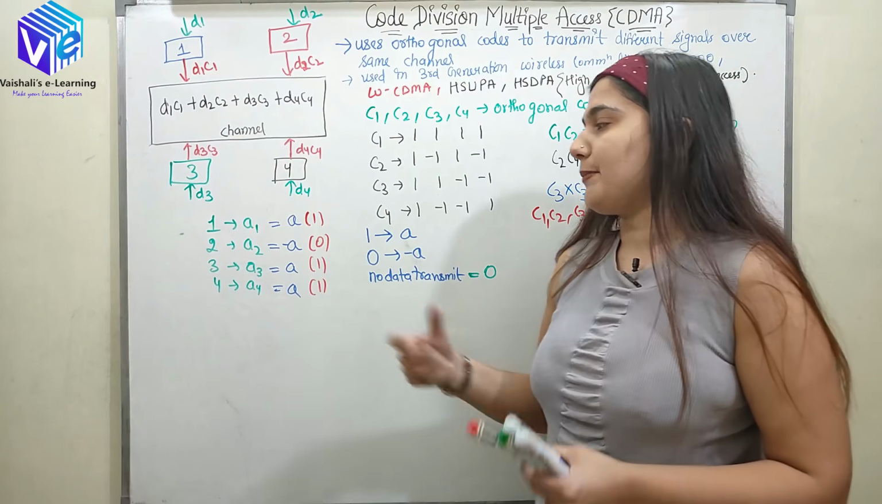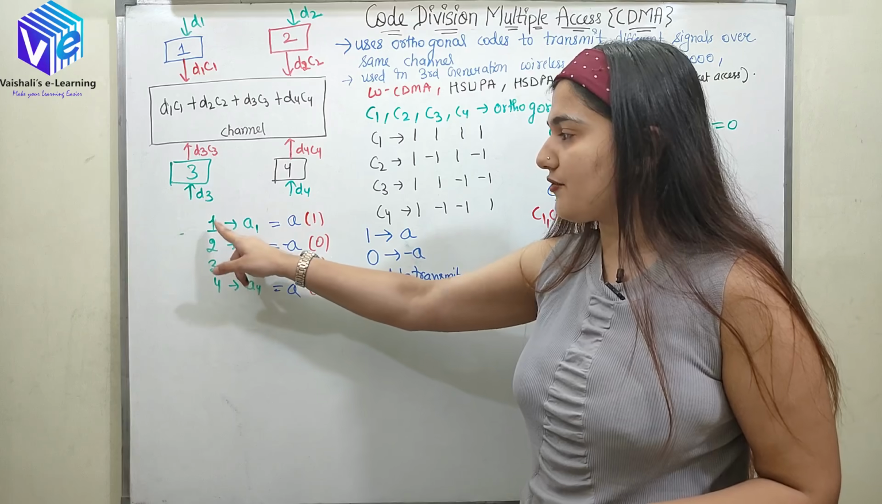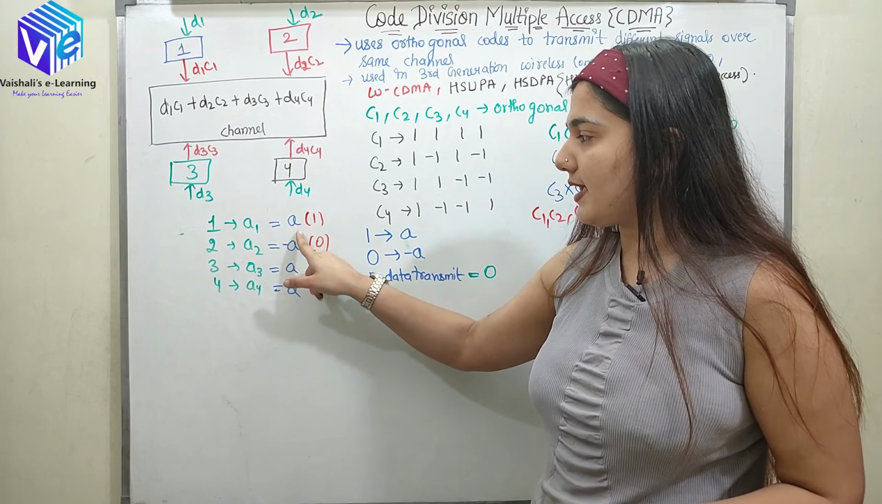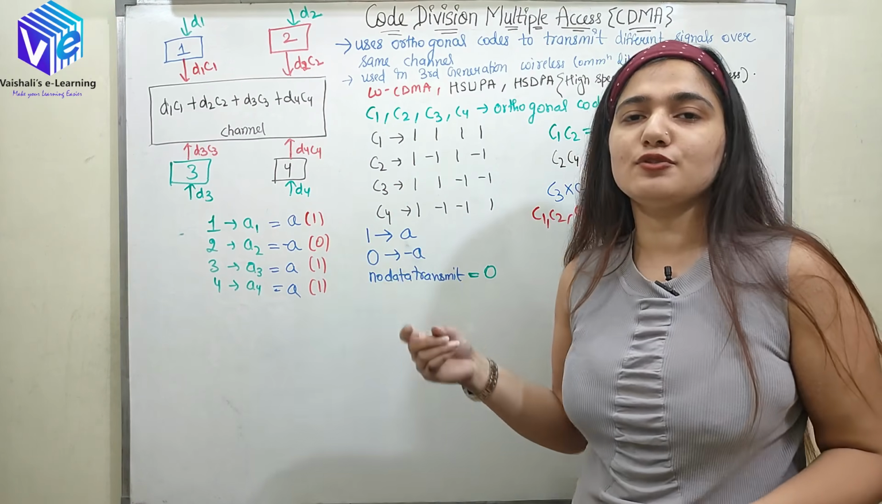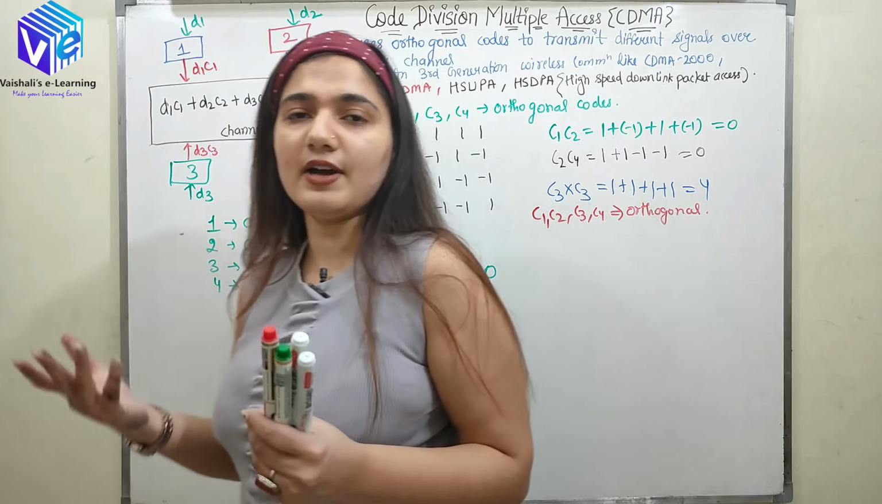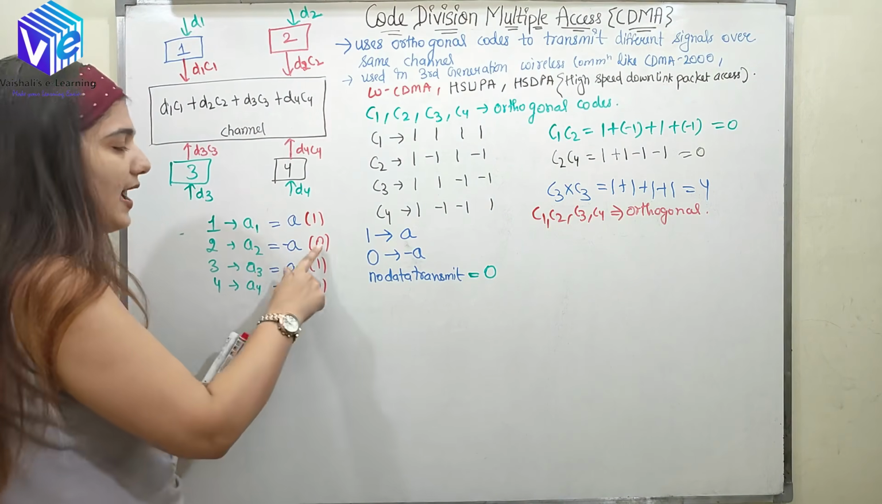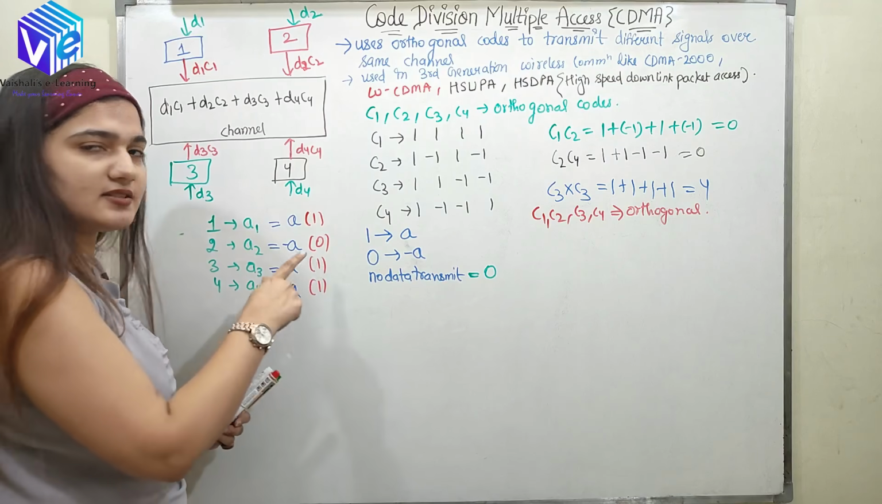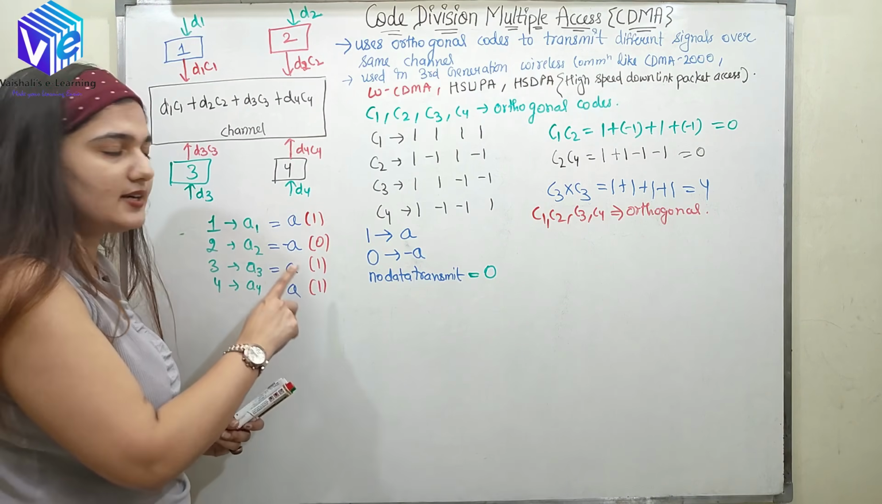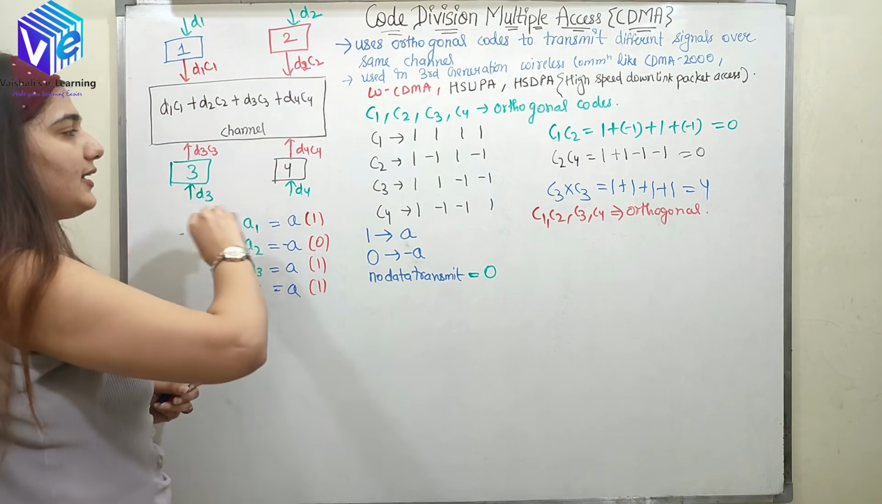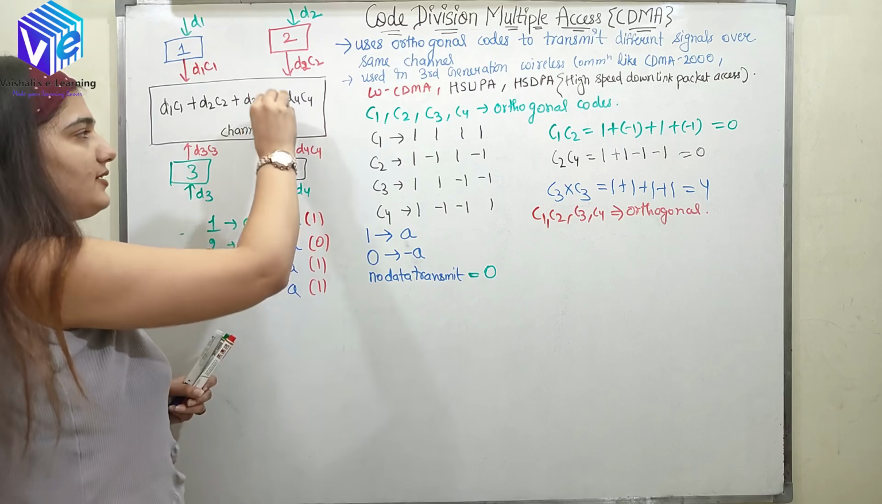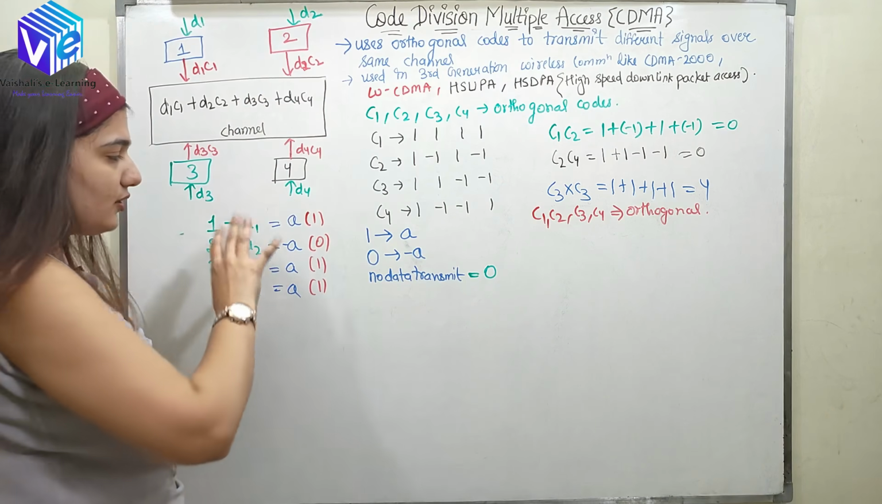So now what is happening? User 1 is giving the data A, which is representing 1. User 2 has the data 0, user 3 has the data 1, and user 4 has the data 1. All of this data is combined with the code and given to the channel. So this is what is happening.